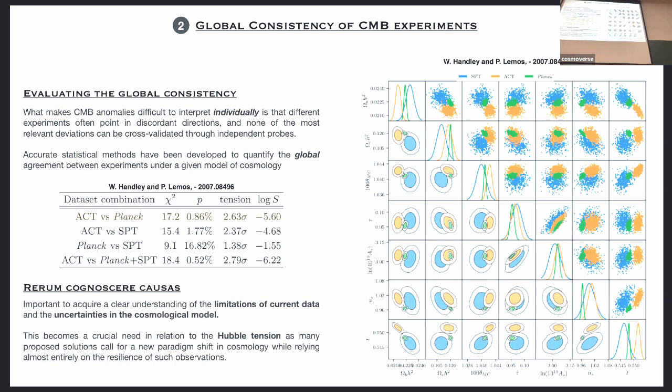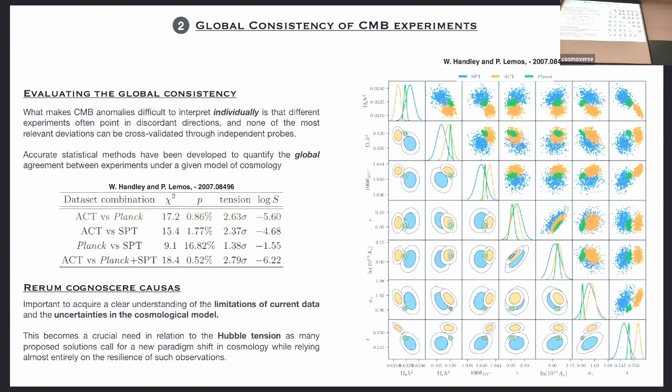And I will refer to the work by Handley and collaborators, where they introduced the suspiciousness statistic to quantify the global agreement of independent experiments, starting from the constraints on the parameter volume of the model. And if we do so, we can actually quantify the tension between ACT and Planck to be at the Gaussian equivalent level of 2.6 standard deviations.